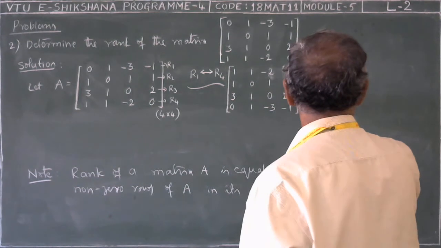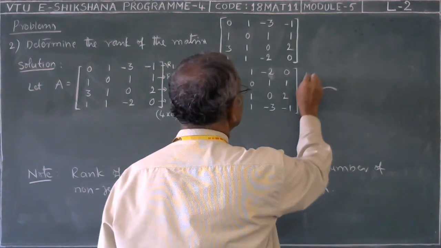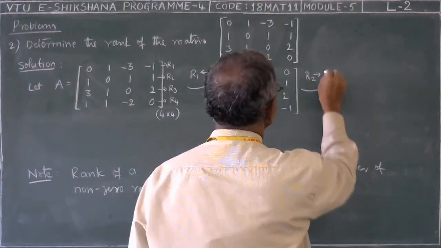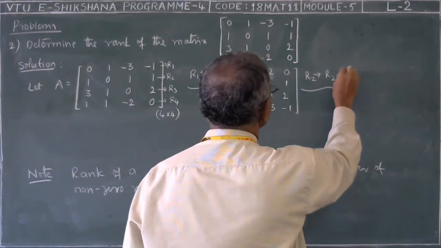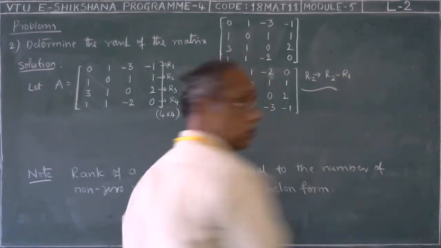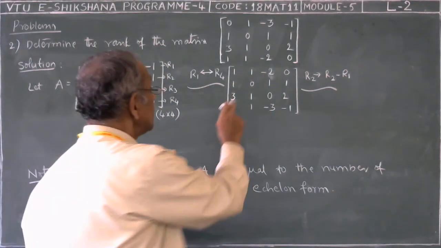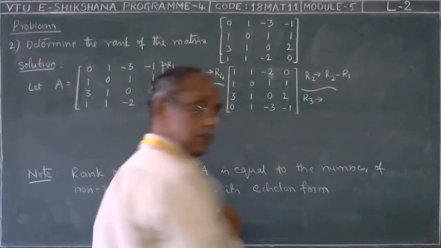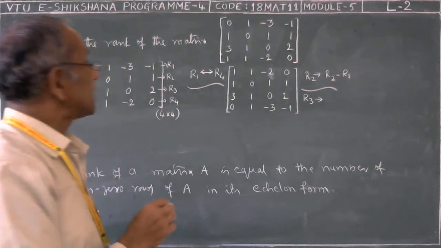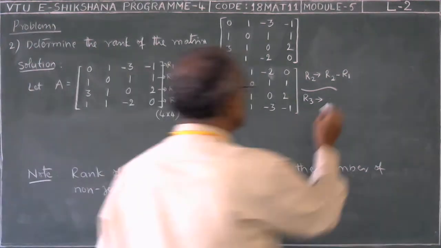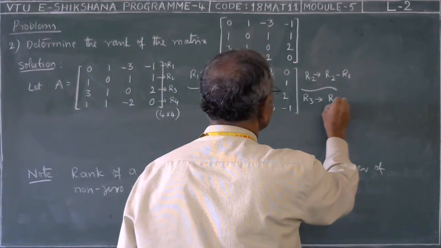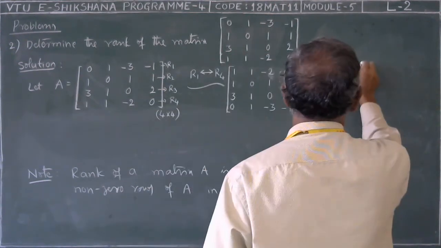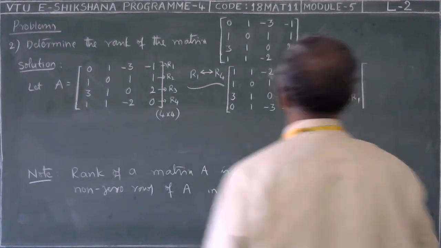So this is equivalent to the first operation. Now R2 is going to be changed with the operation R2 minus R1. Then R3 will also change with the operation R3 minus 3 times R1. Okay. Let us see the changes here.